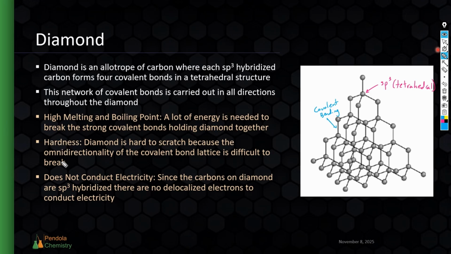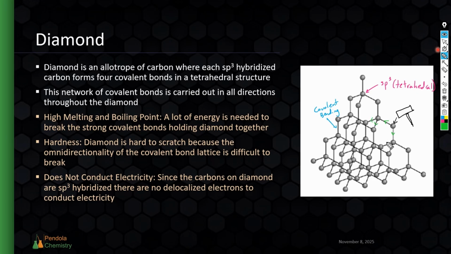Now let's talk about diamond's main property, which is its hardness. Diamond is the hardest naturally occurring substance on planet Earth. Diamond is so hard that the only way you can scratch diamond is with another diamond. The reason why diamond is so hard is because of this covalent structure. Whenever diamond is put under pressure or force, so if I hit my diamond with a hammer, that force that I'm hitting the diamond with is spread out throughout the diamond through those covalent bonds.